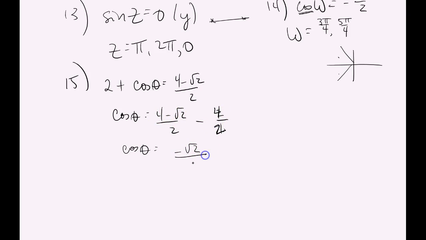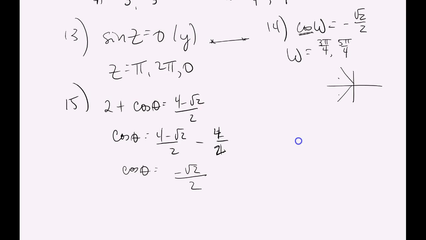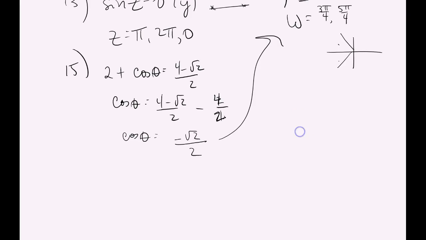So I end up with the 4's canceling, and this is the real question. And this is the exact same question I just did, number 14. Okay, so my answers will be the same: 3 pi over 4 and 5 pi over 4. Alright, so there's 15. Number 16 I can squeeze in right here.